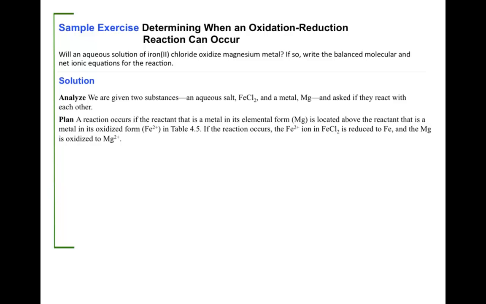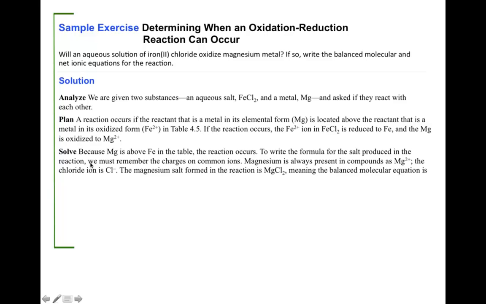So if in that table the magnesium is above the metal of this reactant, which is iron, then that reaction could occur. In that way, the iron chloride could oxidize magnesium. If the reaction occurs, the iron from iron chloride is reduced to iron, and magnesium will be oxidized to magnesium plus 2. Because magnesium is above iron in the table, the reaction occurs.